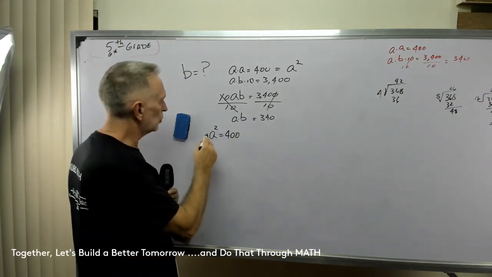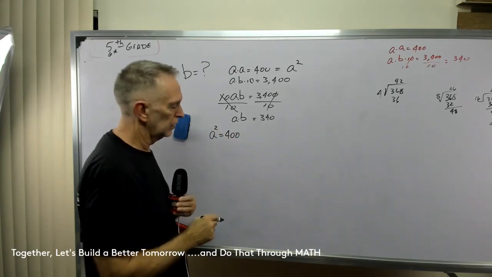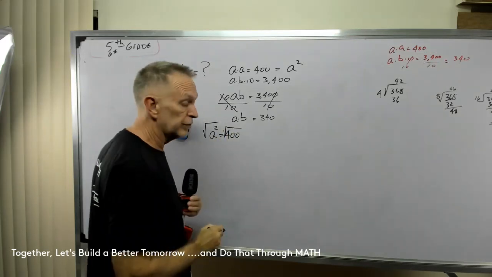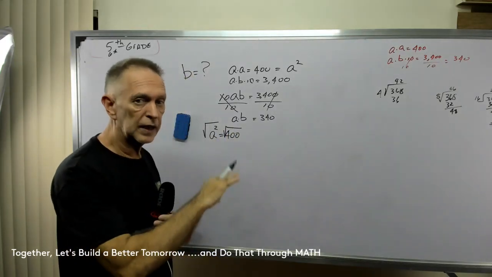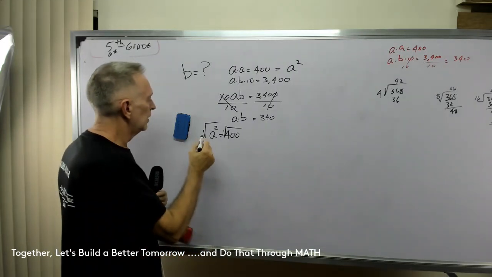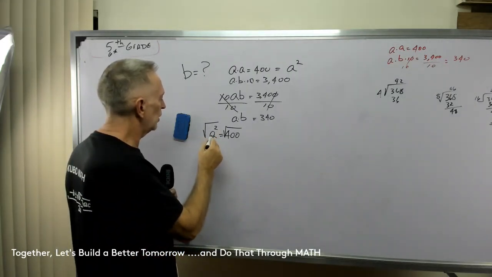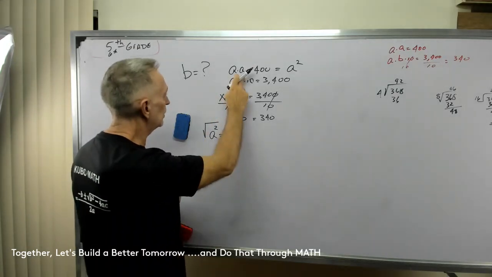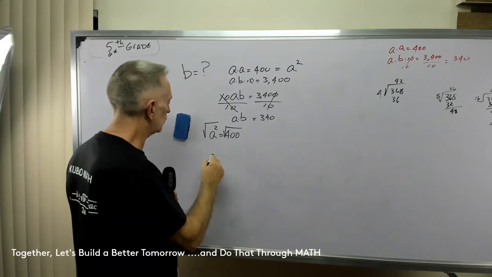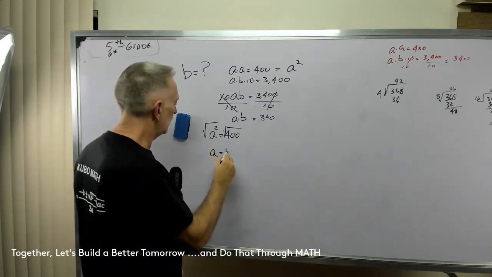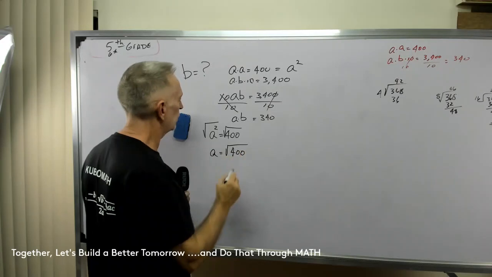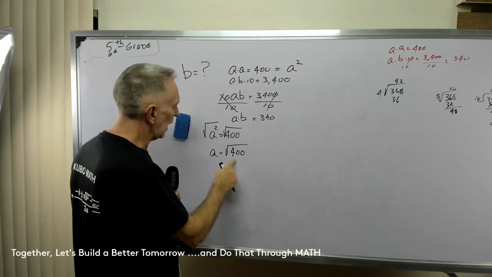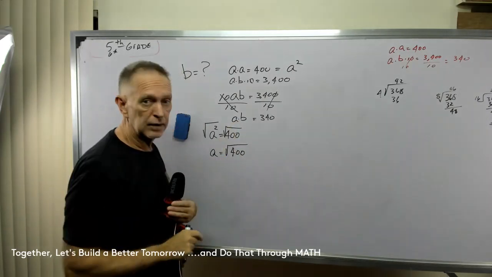To get the square root of a number, I can do this to both sides. What you do to one side, you do to the other side. The square root says what number times itself gives me A to the second power. Well, we know it's A. So the square root of A squared is A. And that equals the square root of 400. Now, since they want to know what B is, I need to actually get a number for A.